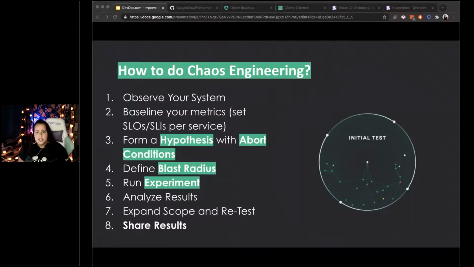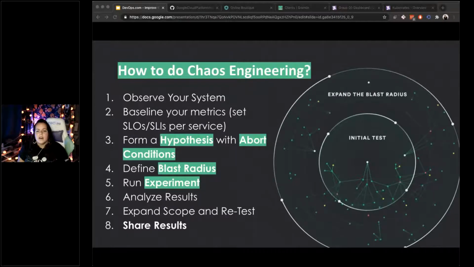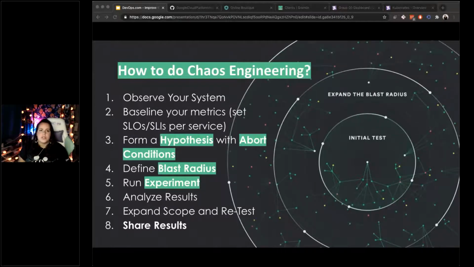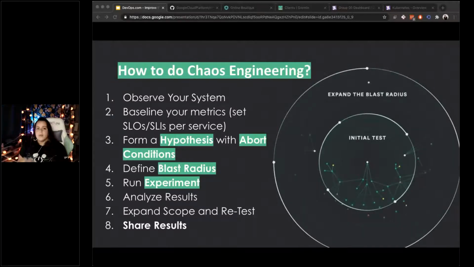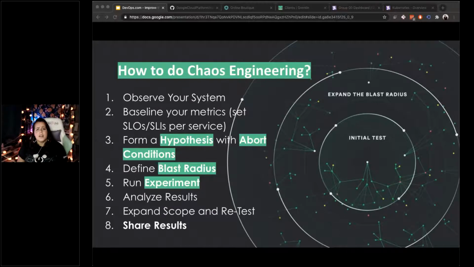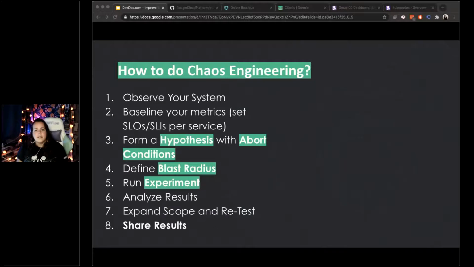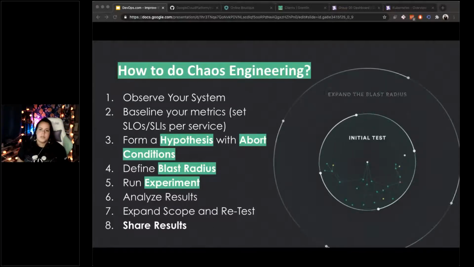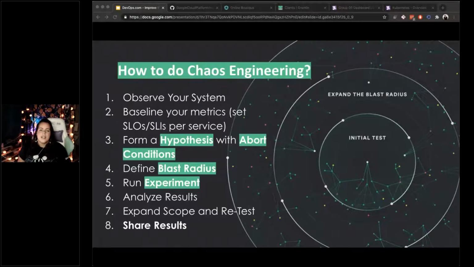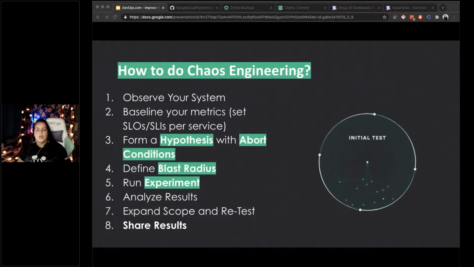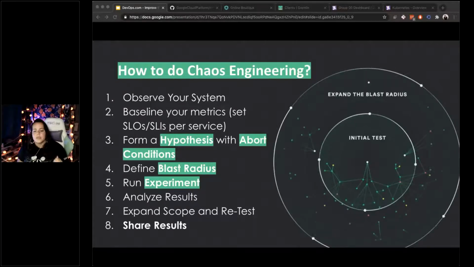When it comes to doing a chaos engineering experiment, just to give you a little bit of a rundown of what you want to do, you always want to make sure to just observe your system. You want to understand what your system looks like on a normal day-to-day basis, or depending on when you're running it, what does the system look like? Then you want to go ahead and just baseline your metrics. This is something you can do by implementing service level objectives and service level indicators. You're able to understand what are the things that matter the most in your systems. Then you can actually go ahead and form the hypothesis with those abort conditions, since you already have those metrics. You have something to go back to in data and correlate the effects of your experiments.